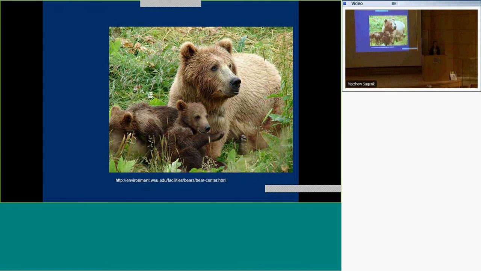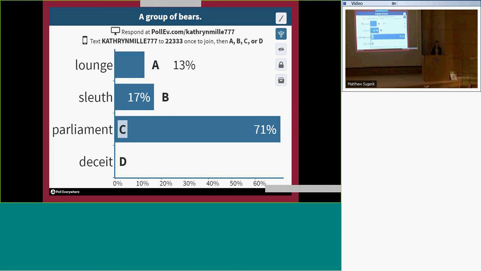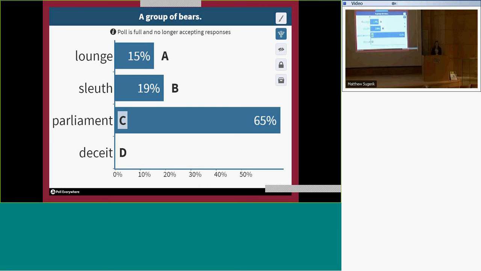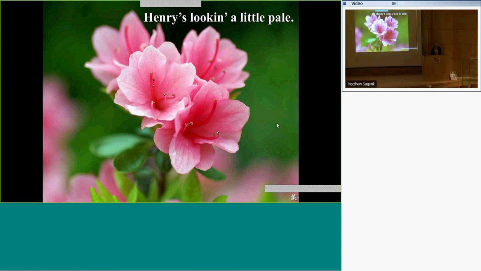Good. A bunch of bears. A lounge, a sleuth, a parliament, or a deceit. I do like the thought of a lounge of bears. All right, it's a sleuth of bears. I don't know what they're up to either. All right. Any questions about urine stuff?